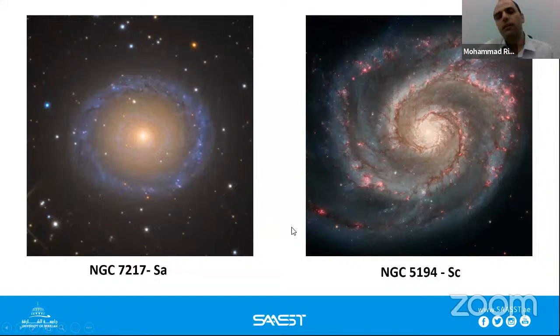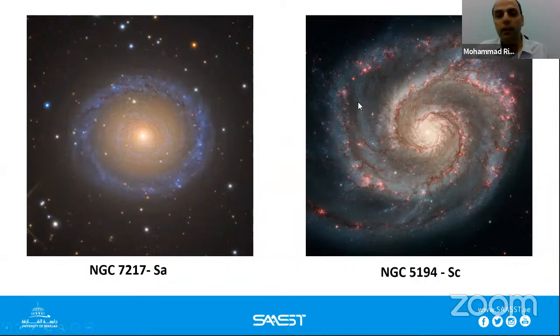Let's see some examples of spirals. Let's start from the first class of spirals, SA, the ordinary spirals without a bar. Here we can see an example of this kind of spiral. It is very hard to detect where the spiral arms are and how many there are using visible light. But in other spectrums, you can figure out this spiral structure obviously. This is NGC 7217. It is an SA type, so it is the closest class to the lenticular shape, if you remember.